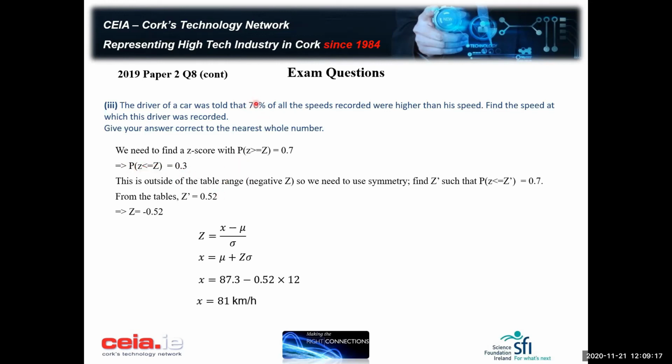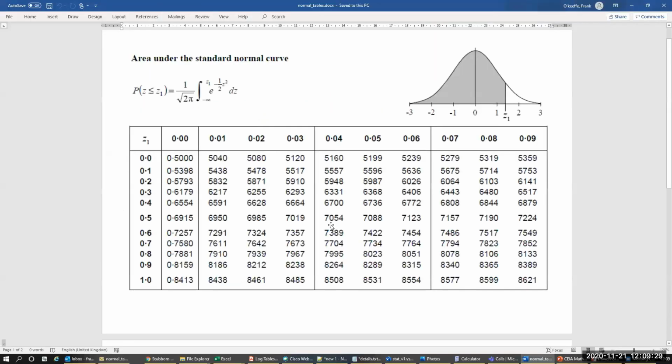Okay, so 70% are higher. That means 30% are lower. So we're looking for a value of z which corresponds to 0.3 in the table. So let's look at the table and try to find 0.3. Well, unfortunately, the table starts at 0.5, so that's no good.